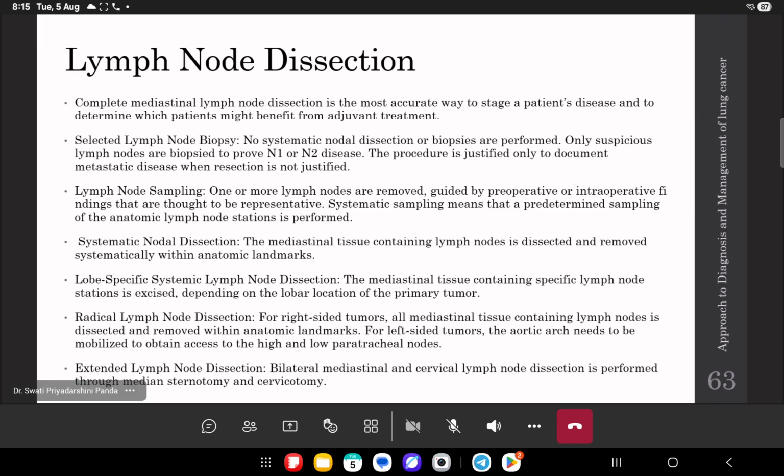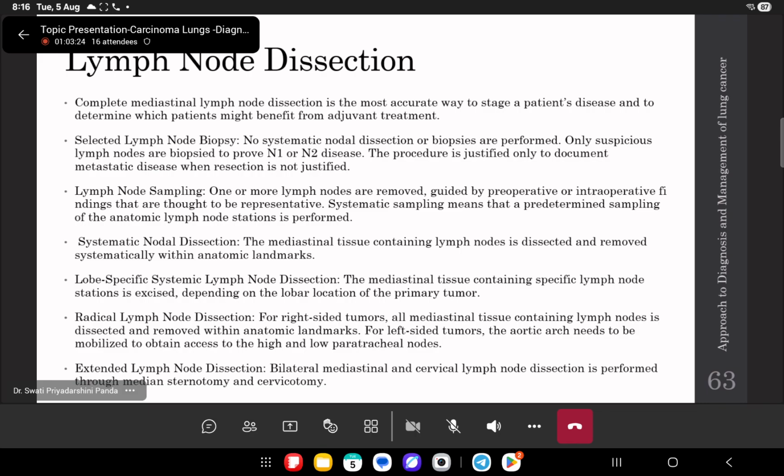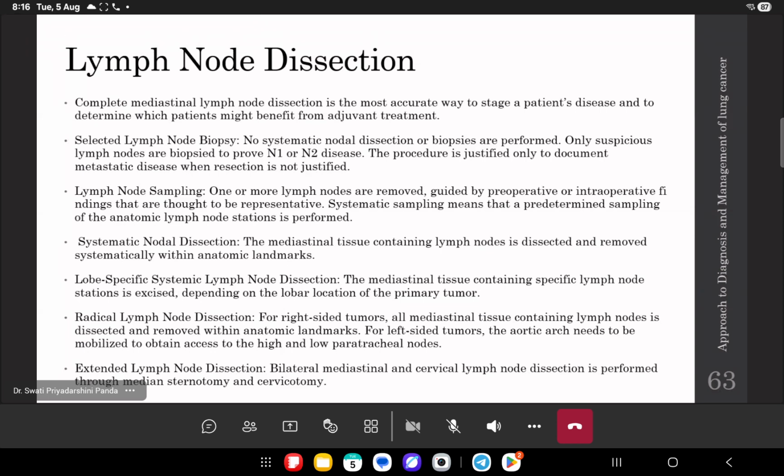Lymph node sampling. One or more lymph nodes are removed, guided by preoperative or intraoperative findings that are thought to be representative. Systematic sampling means that a predetermined sampling of the anatomic lymph node station is performed. Systematic nodal dissection. The mediastinal tissue containing lymph nodes is dissected and removed systematically within anatomical landmarks. Lobe-specific systemic lymph node dissection. The mediastinal tissue containing specific lymph node stations is excised depending on the lobar location of the primary tumor.